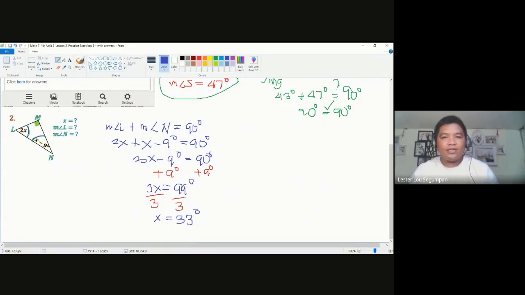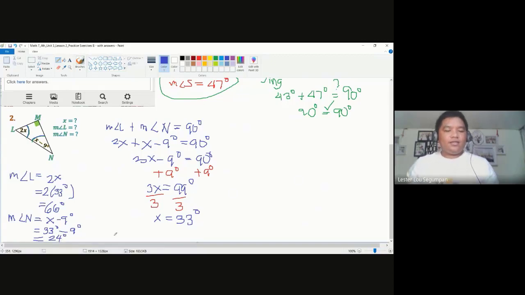So let's use this value to get the measurement of angle L, which is represented by 2x. That is 2 times 33 degrees, so this must be equal to 66 degrees. For the measurement of angle N, which is given to be x minus 9 degrees, it is 33 degrees, as computed here, minus 9 degrees, which must sum up to 24 degrees. Is it correct? 33 minus 9 is 24 degrees. So these are the values using the value of x here.